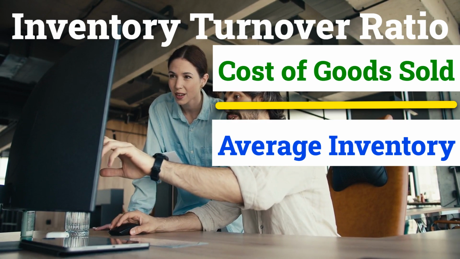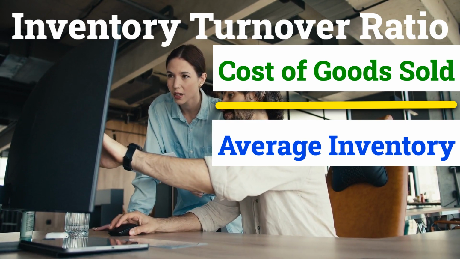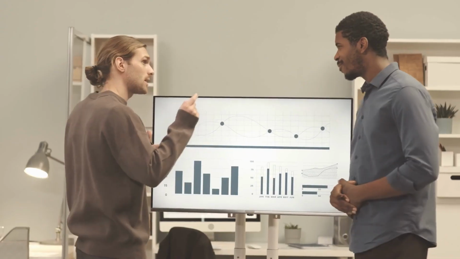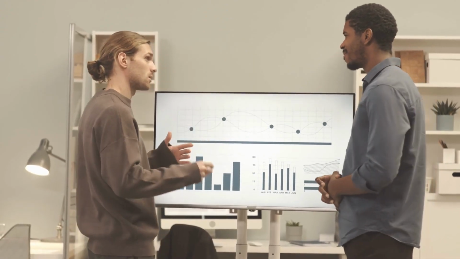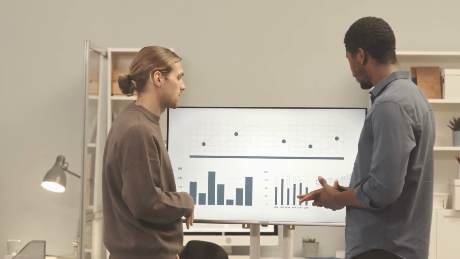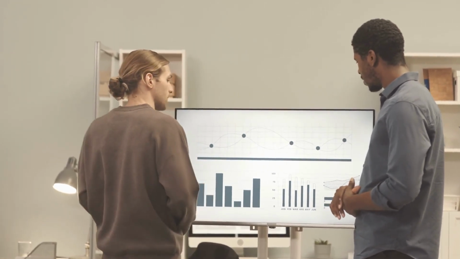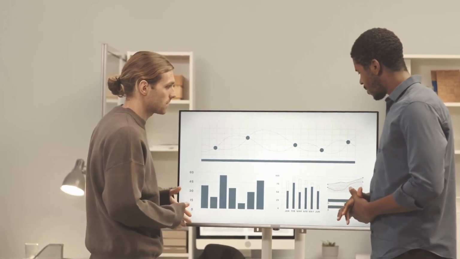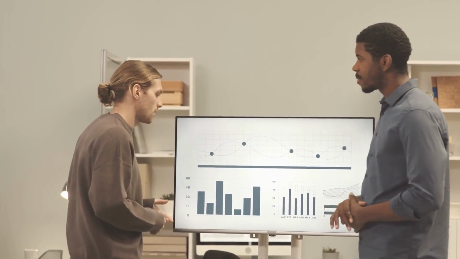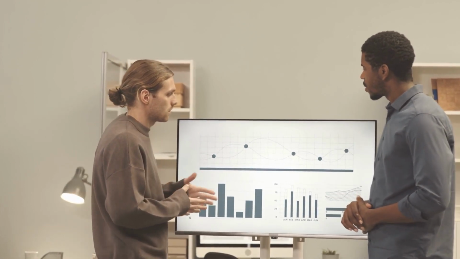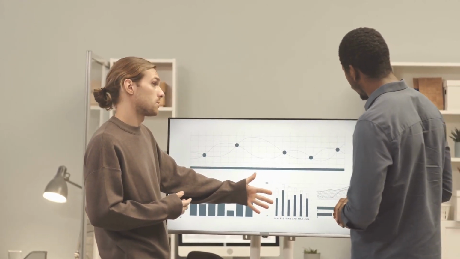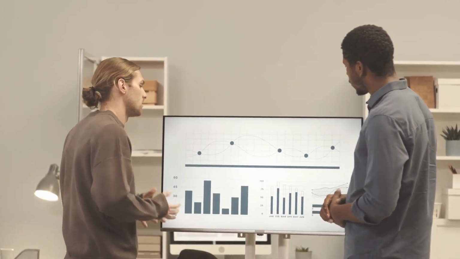Use the trailing 12 months for cost of goods sold and average inventory. The components of inventory turnover ratio: cost of goods sold. This includes the direct costs of producing or purchasing the goods sold during the designated period. Average inventory. The calculation involves summing the beginning and ending inventory for a specific period and then dividing by 2.